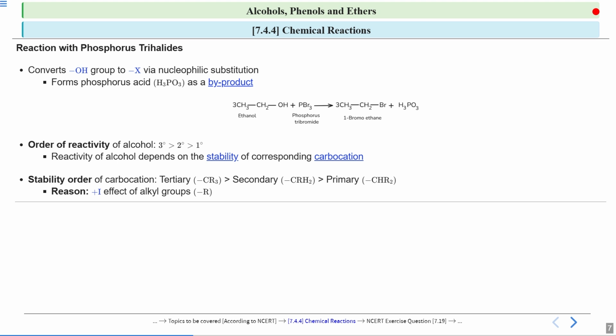So whenever alcohols react with phosphorus trihalides, the carbon-oxygen bond will be broken and an alkyl halide will be formed. See here what is forming? 1-bromoethane, because to 1 carbon this Br group is attached and there are 2 carbon atoms, so the root word is ethane. So 1-bromoethane, that is alkyl halide, is formed. This carbon-oxygen bond is broken and the carbon-halide bond is forming, and H3PO3 comes as a byproduct. So this is the reaction with phosphorus trihalides.